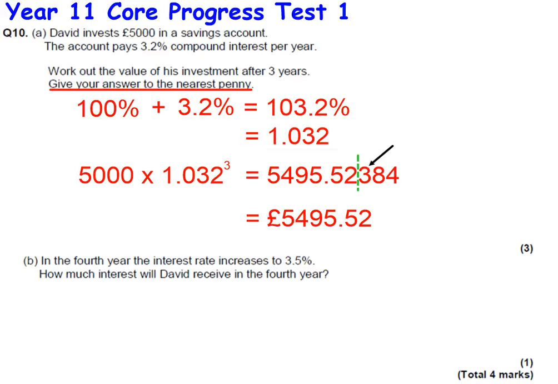For part B, it tells us that the interest rate has increased to 3.5%. Now it asks us how much interest will Dave receive in the 4th year. So this is not asking us for the total amount that's left in his bank after 4 years, it's asking us how much interest he got in the 4th year.